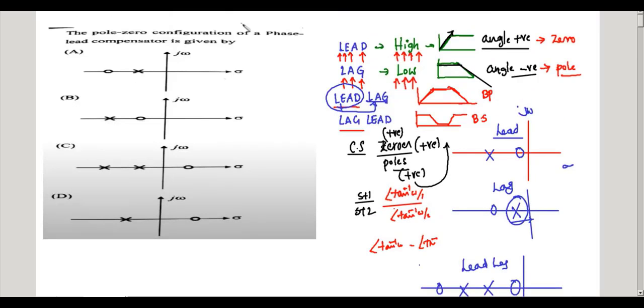Hope you understand. So first of all, what is the question given? Lead compensator is a high pass filter, going upwards. Angle positive means the zero will come nearer to the imaginary axis. This will be the answer. This is a lead compensator. Pole is nearer, angle is negative, so option A is a lag compensator. Okay, lag compensator. The last one is an all pass filter. Right, so this is a non-minimum phase system.